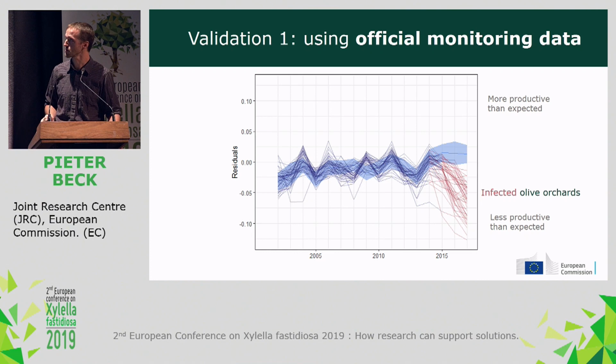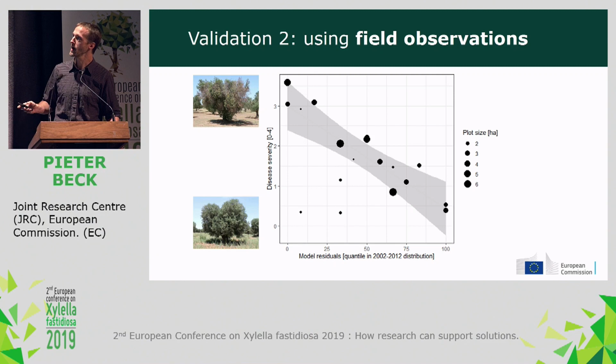Second validation, if you focus here on the y-axis, this is the field observations going from healthy trees to sick trees at damage level 3. So this is averaged at the level of plots. Every dot is a plot. That is the average level of damage of the trees in that plot. And on the x-axis here, you have those residuals, just like you had on the y-axis in the previous plot, where here are the orchards.